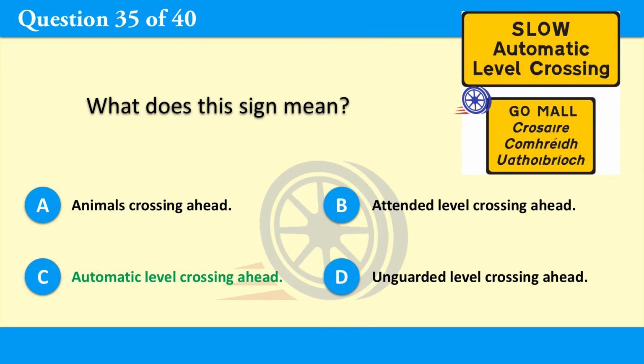Correct answer, C. Automatic level crossing ahead. Explanation: this sign gives advance warning of an automatic level crossing ahead. Drivers should approach with caution and be prepared to slow down or stop as necessary.